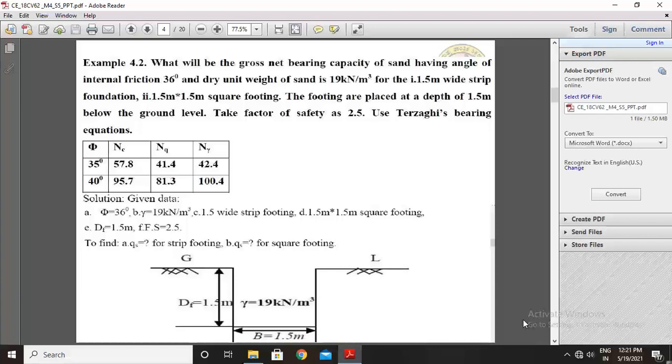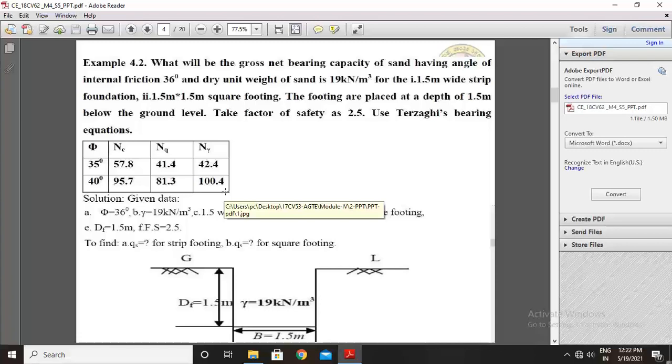Use Terzaghi bearing equations. So here, with respect to phi value, Terzaghi's bearing factors are given in a table. For 35 degree, NC is 57.8, NQ is 41.4, N gamma is 42.4, and for 40 degree, NC is 95.7, NQ is 81.3, N gamma is 100.4. So this is the problem asked.